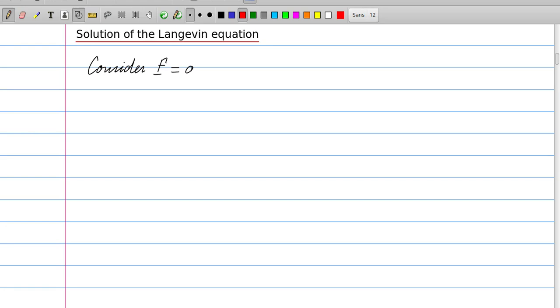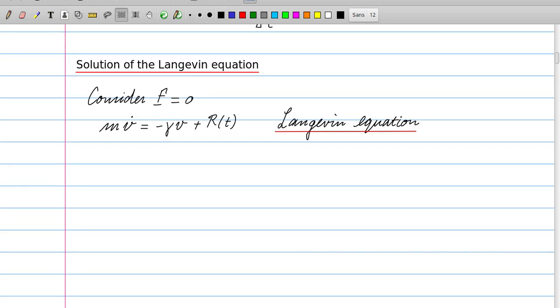Next we turn to the solution to the Langevin equation, and in general that solution is difficult to find, but in the case where the systematic force is equal to 0, we can make some statements about the solution. So that's the case where we will be now, and the Langevin equation then reads as follows. We have m v dot is minus gamma v, that's the drag force, plus r, which depends on t, and which is a random force. This equation is called the Langevin equation.